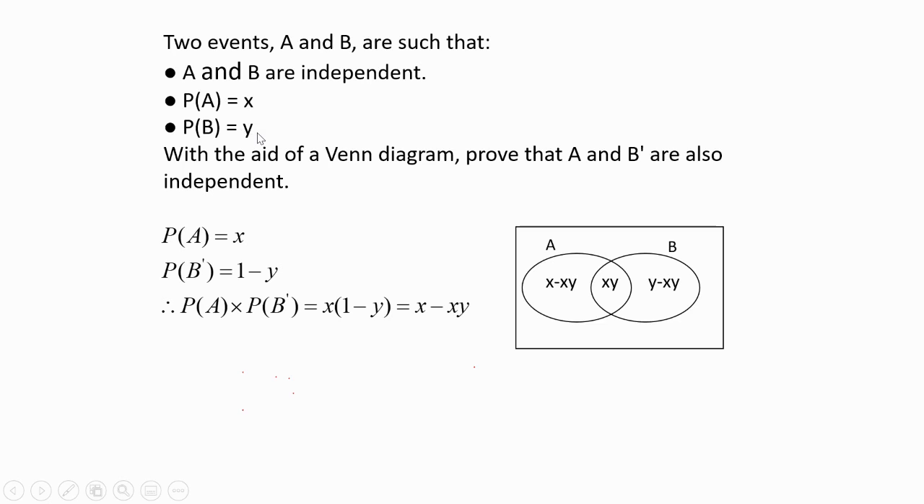It's not B. So therefore, the probability of A times by not B would be X times by 1 minus Y, which is X minus XY. Right? Now we want to check and see if the probability of A and not B, on our Venn diagram, if we look at it, the probability of A and not B, it's got to be in both A and not in B, would be X minus XY, and therefore they are independent.